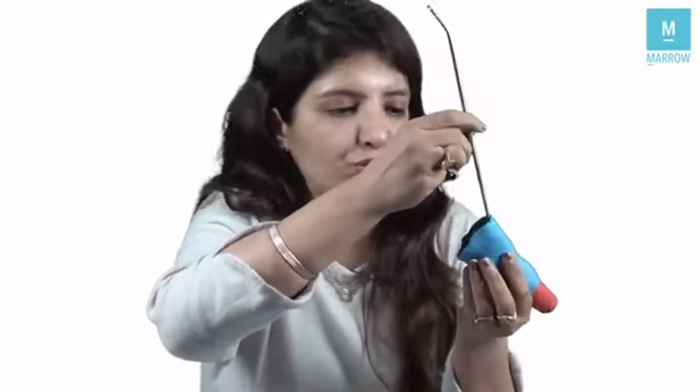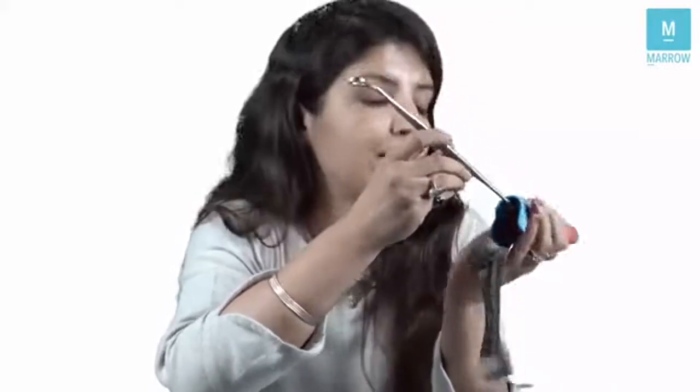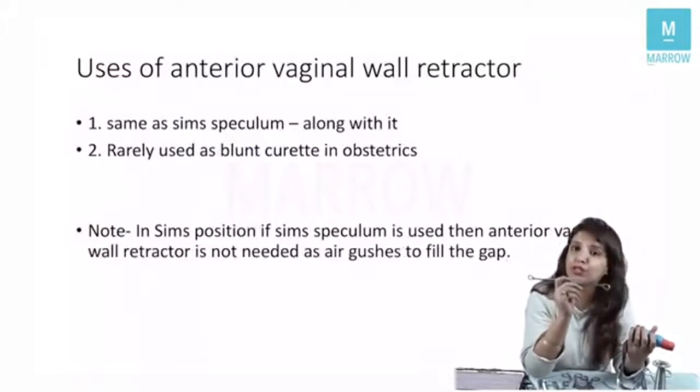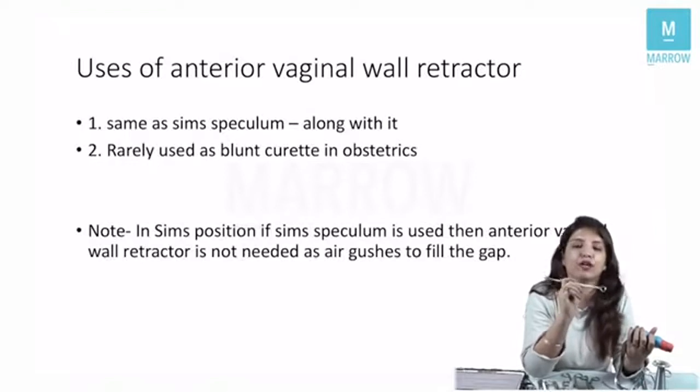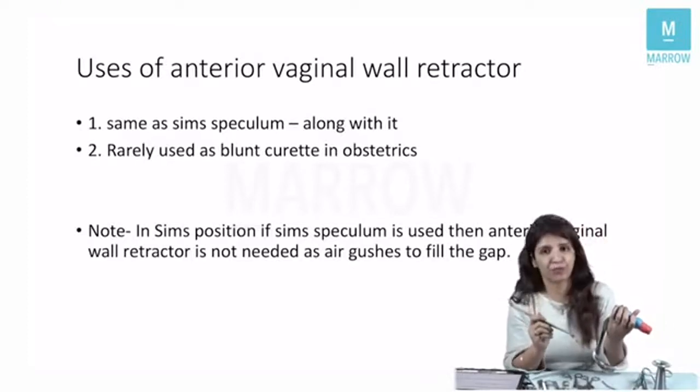So this is how you are going to use the SIMS anterior vaginal wall retractor, which has to be used in conjunction with the SIMS speculum. SIMS speculum is going to retract the posterior vaginal wall, and the SIMS anterior vaginal wall retractor or the AV retractor will retract the anterior wall of vagina, right? Now, apart from being used as the anterior vaginal wall retractor, rarely you can also use it as a blunt curette in OBS, but that's only for final year students, if the examiner is bent upon asking you what is the other use, right?